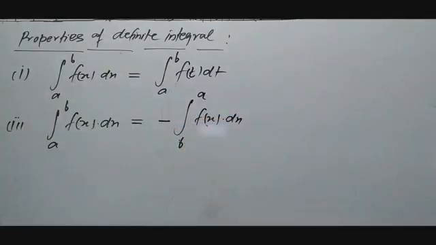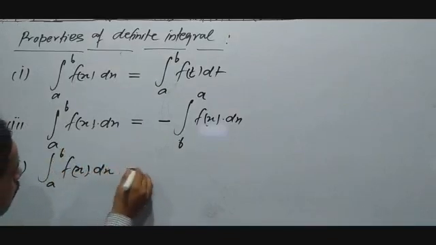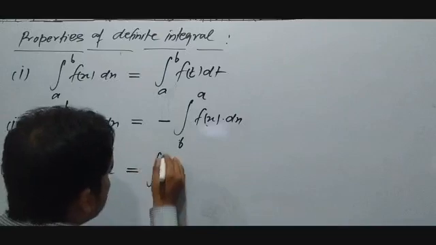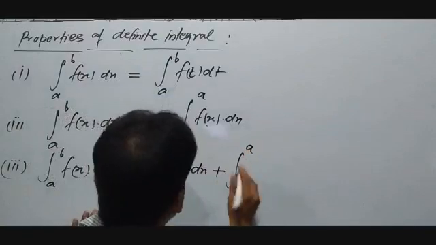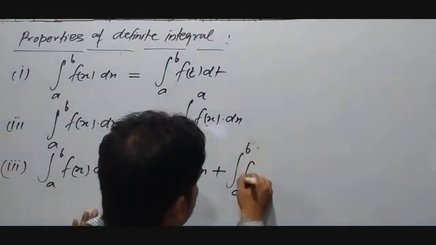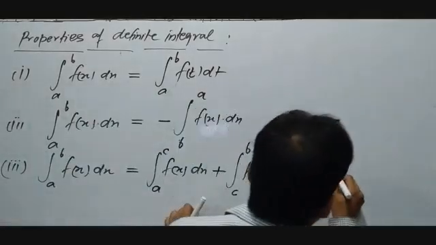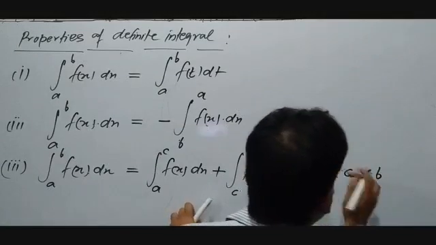Now come to the third property. The third property is the integral from a to b of f(x) dx, which you can write as the integral from a to c of f(x) dx plus the integral from c to b of f(x) dx, where c is greater than a and less than b.